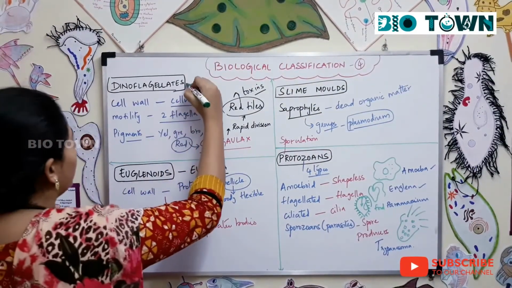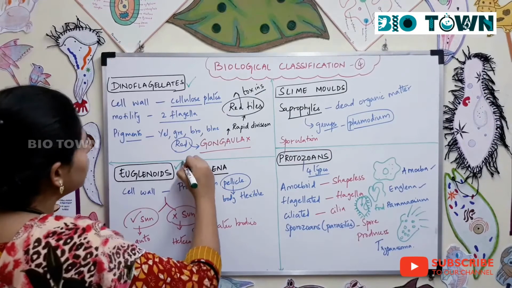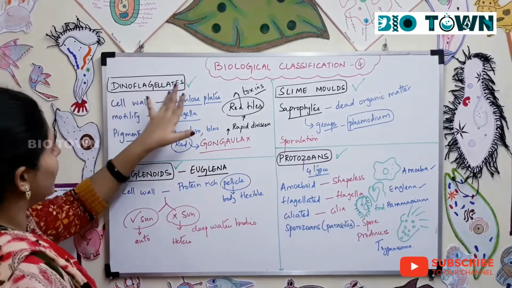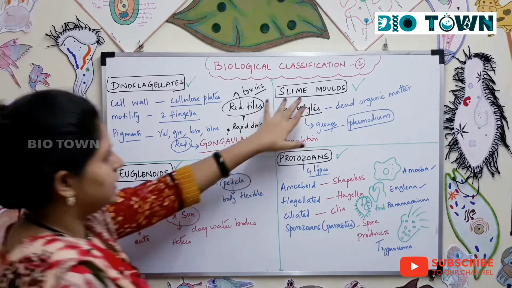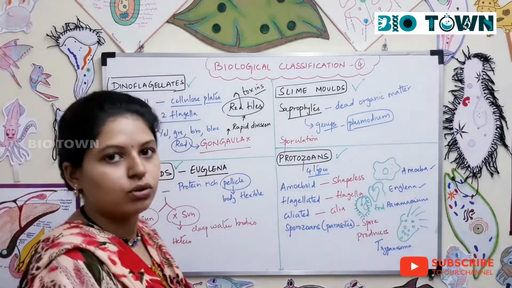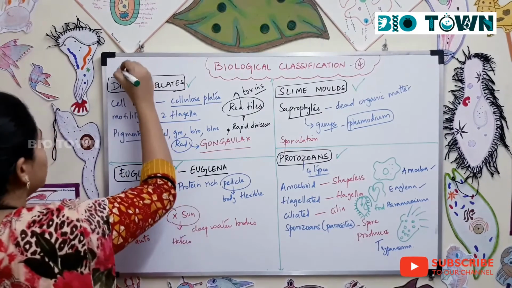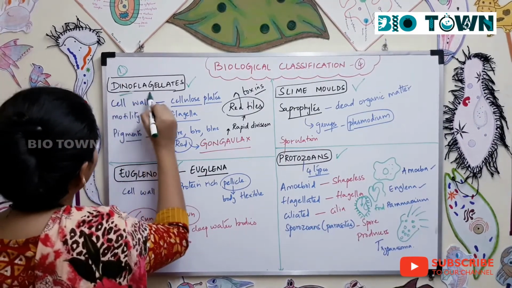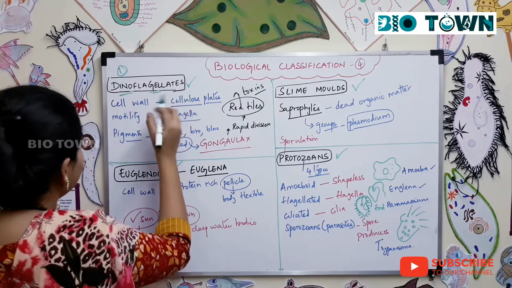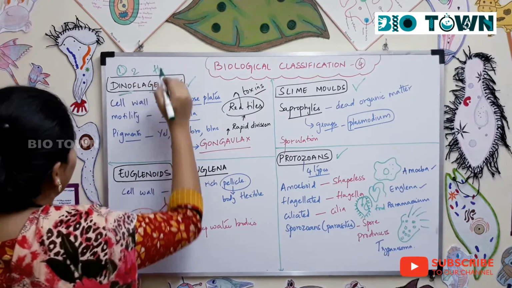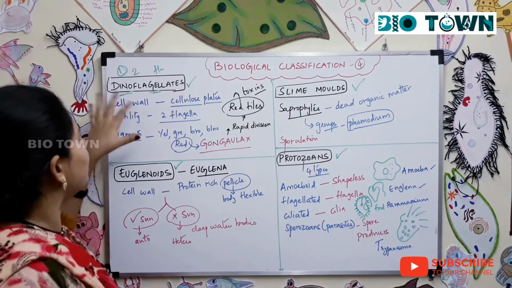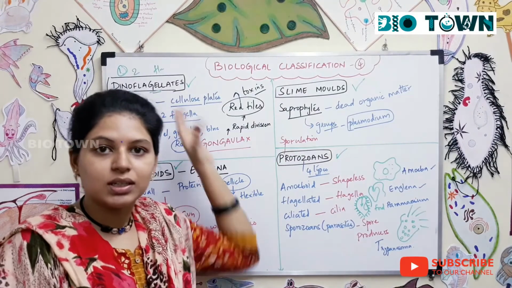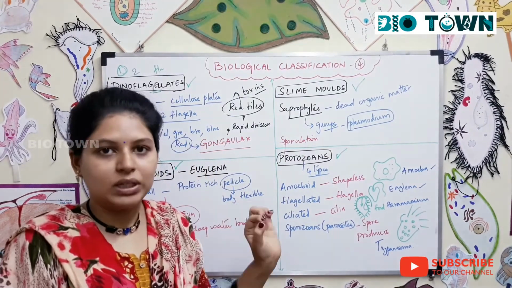So now today we're going to talk about 4 important groups under Protista. That is dinoflagellates, euglenoids, slime molds and protozoans. So first we'll see about dinoflagellates. Dinoflagellates means 2 flagella. So the organisms placed under this group dinoflagellates possess 2 flagella for motility.